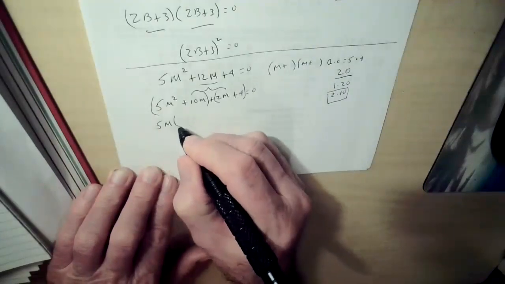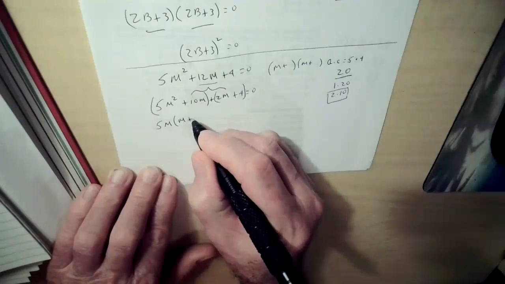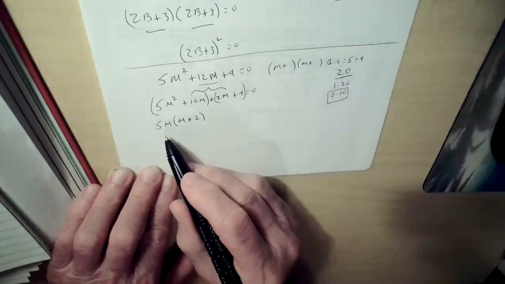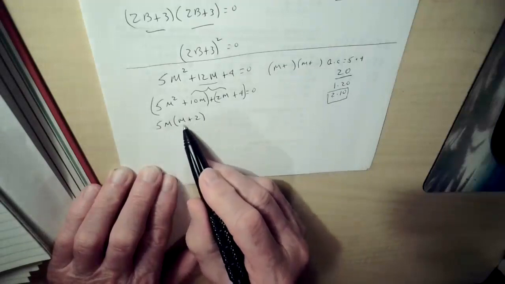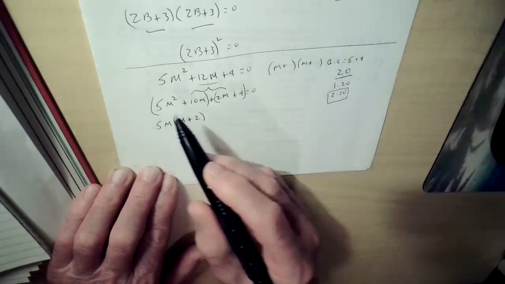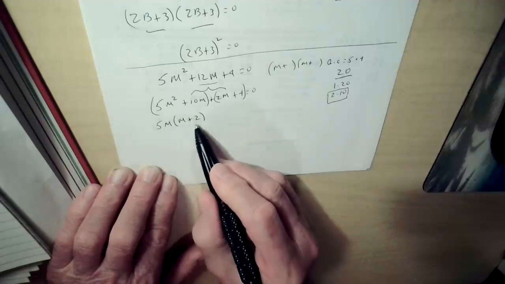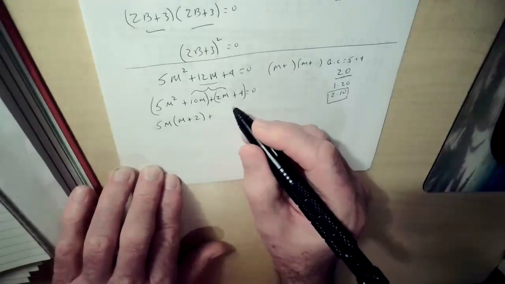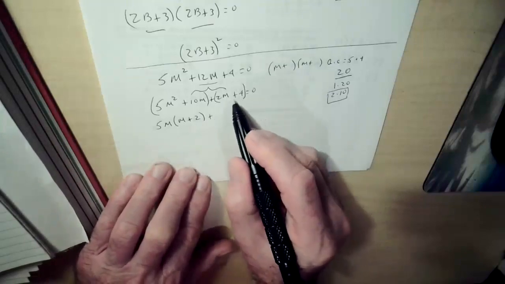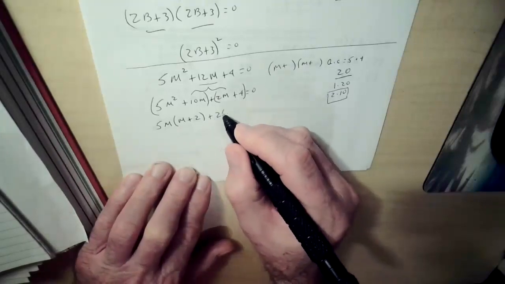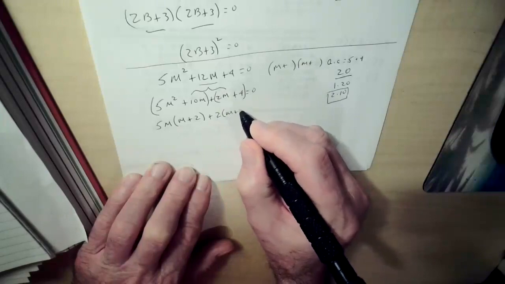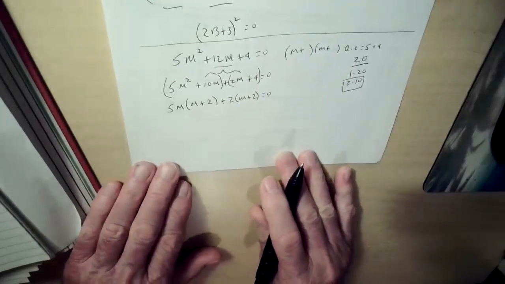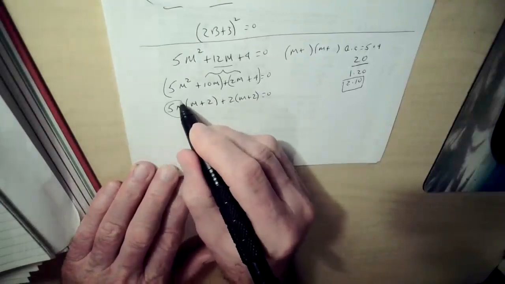Okay, so what can we factor out of here? 5m times m plus 2. Now let's do it backwards to make sure. 5m times m is 5m squared, that's right. 5m times 2 is 10m, so we're right. Plus, and what can we factor out of here? 2. m plus 2 equals 0.